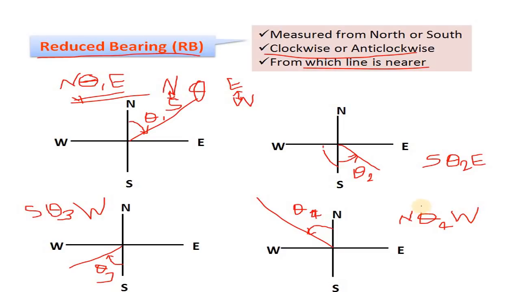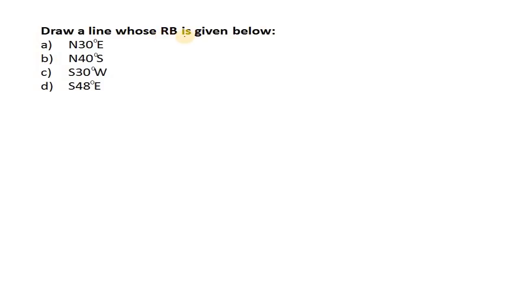I hope you understand. Now let's practice some questions. Draw a line whose RB, means reduced bearing, is given below. First A. Draw this line. You have to draw. First draw this meridian. What is north 30 degree east? Means you need to start from north in eastward direction. This is north. This line will lie in the northeast quadrant. Northeast. This will be the angle 30 degree.